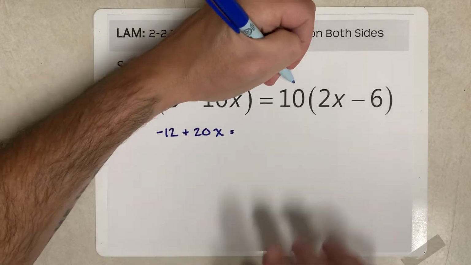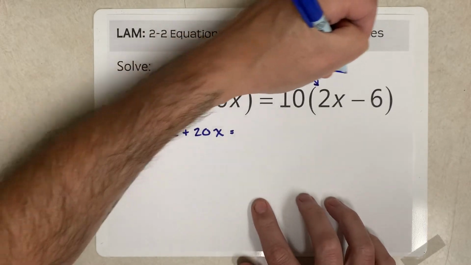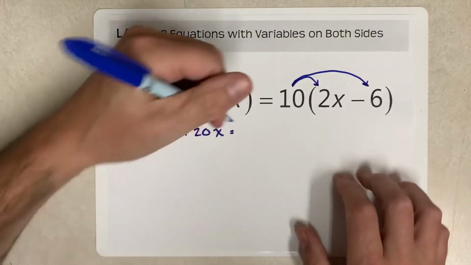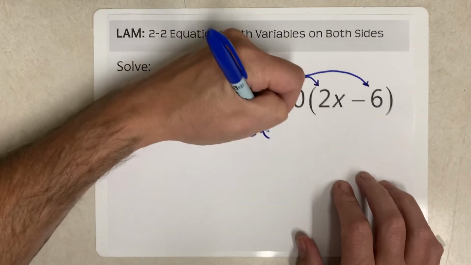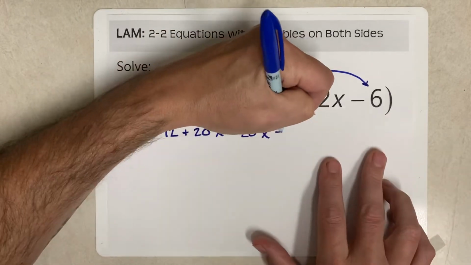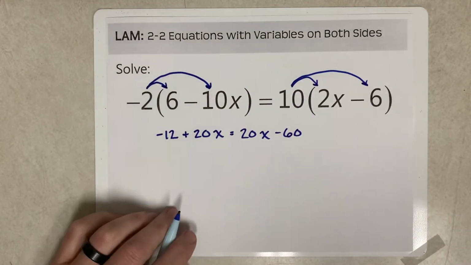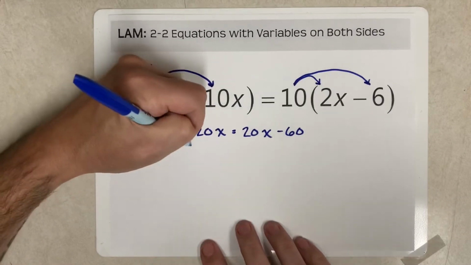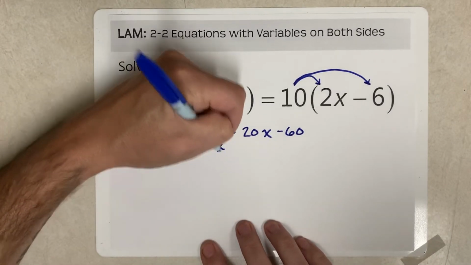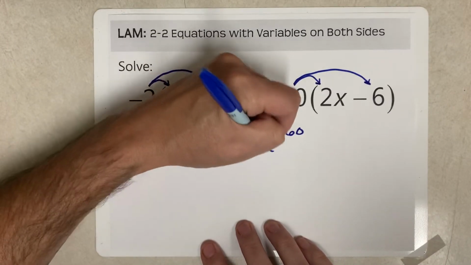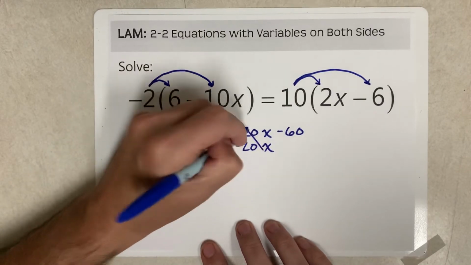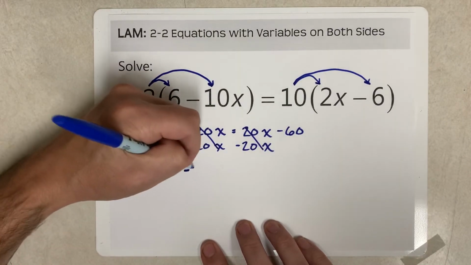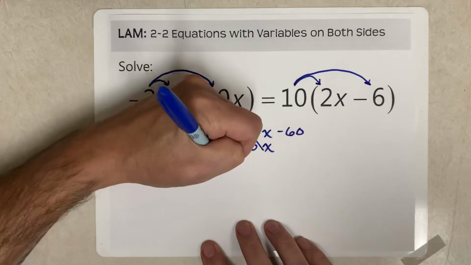equals, distribute over here on this side, 20x, and then minus 60. So now this is interesting. I have a 20x on both sides. So if I subtract 20x on both sides, like this, what happens is they both cancel out. I bring down my negative 12 equals negative 60.